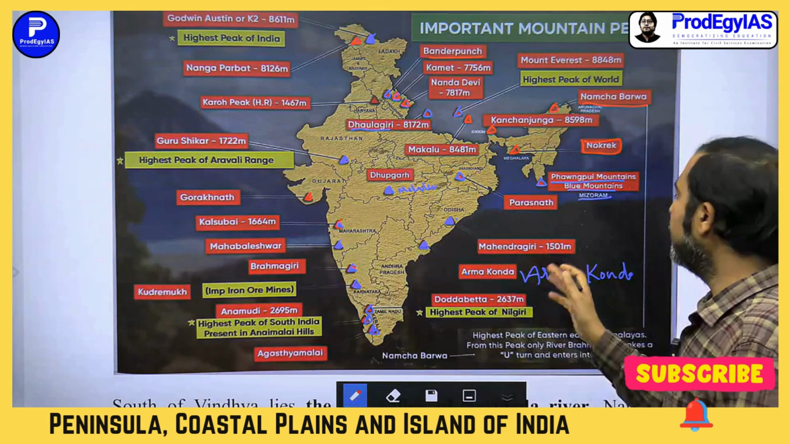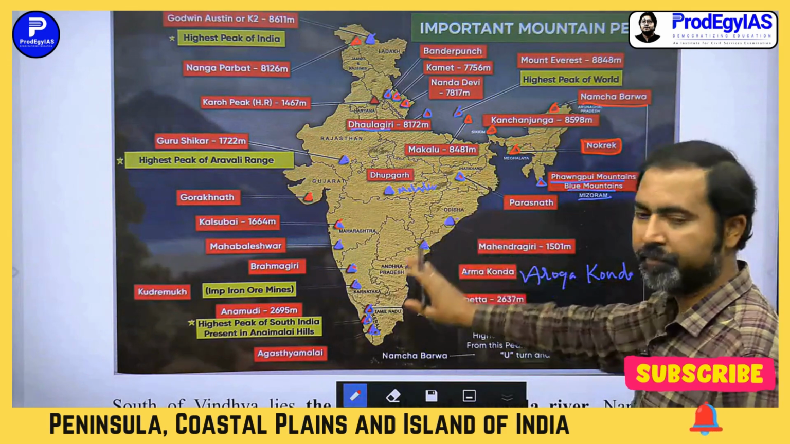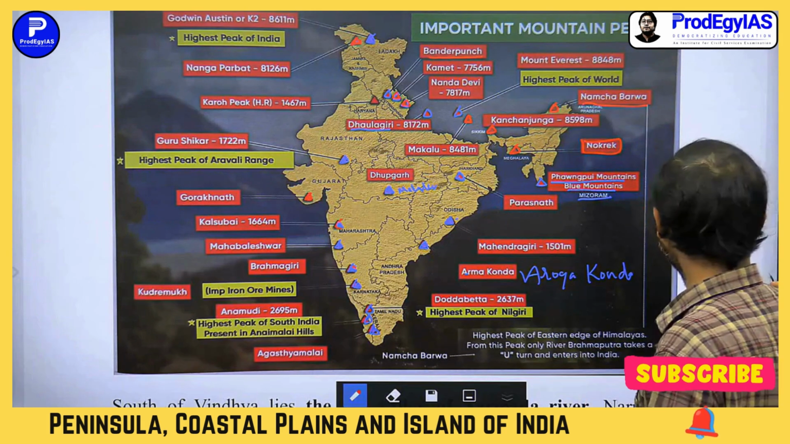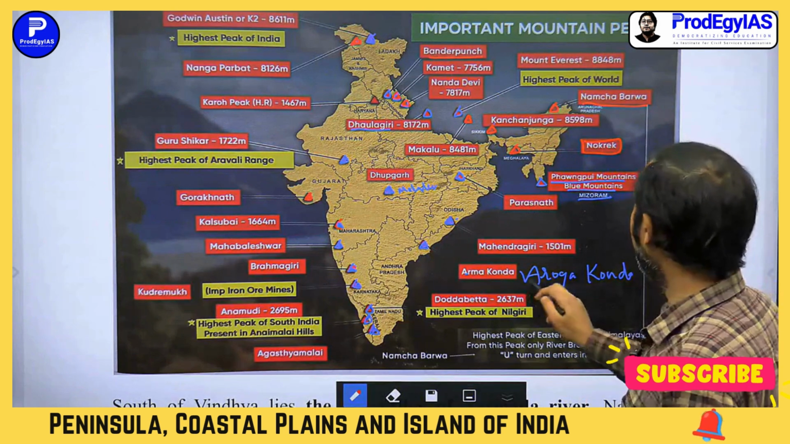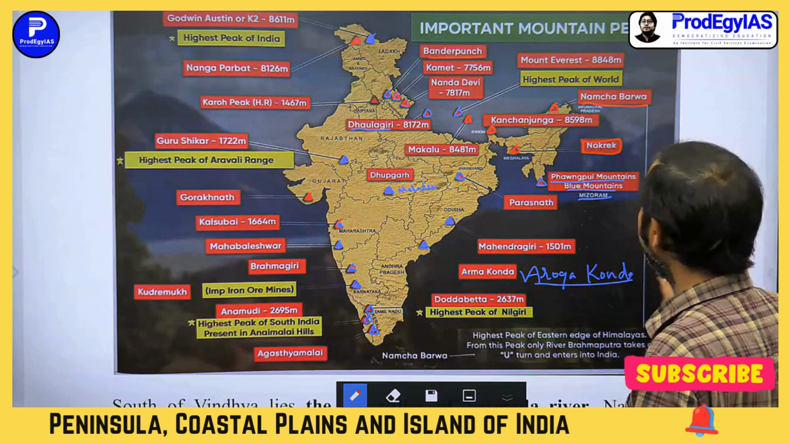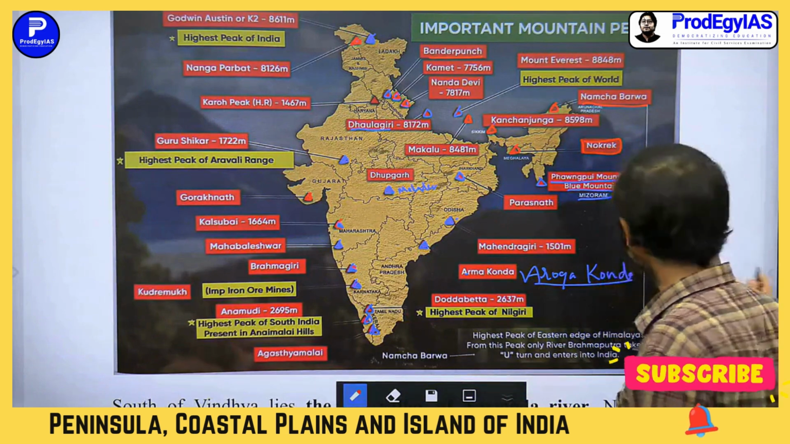Likewise, Mahendragiri is also called the highest peak of the Eastern Ghats. Okay, but some of the peaks like Aroyakonda are also among the highest peaks. Mahendragiri is not the highest one.